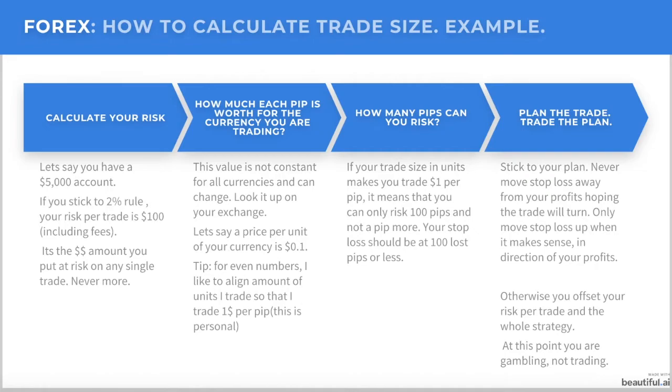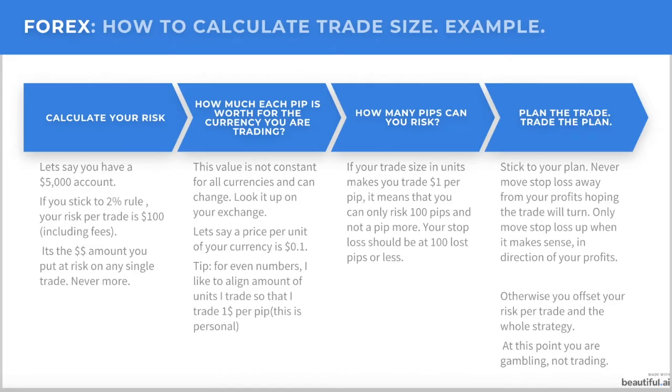So now let's decide how many pips we can risk. If your trade size in units makes you trade $1 per pip, it means that you can only risk 100 pips and not a pip more on this trade. Your stop loss should be at 100 lost pips or less, never more than that.